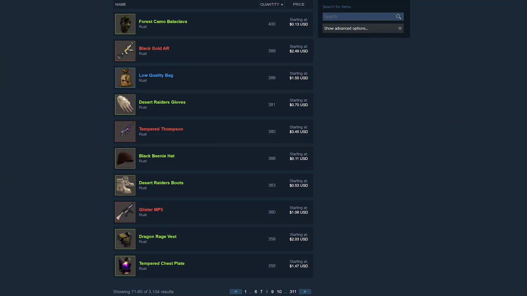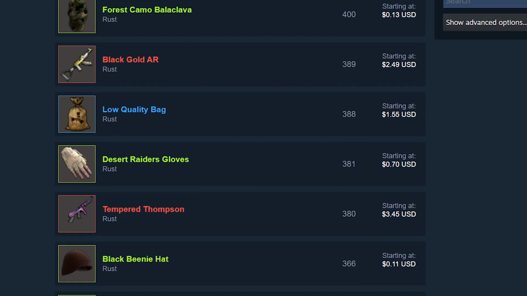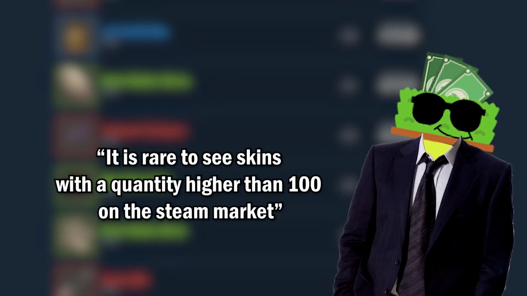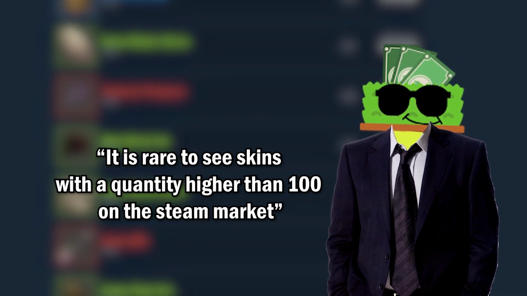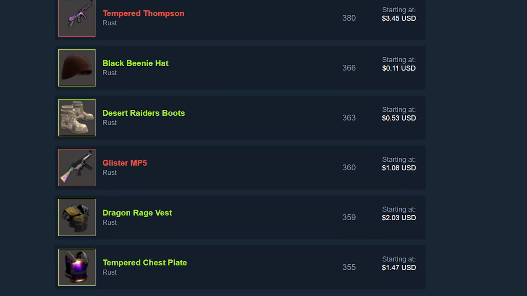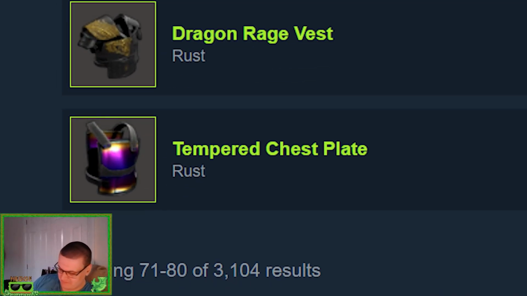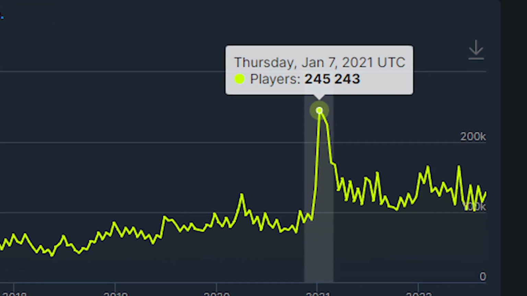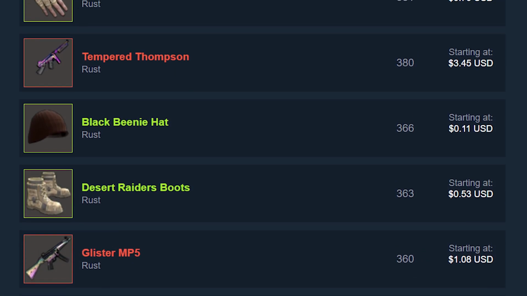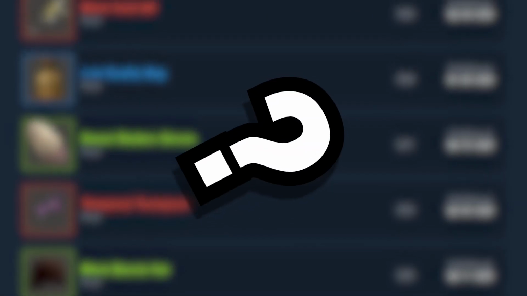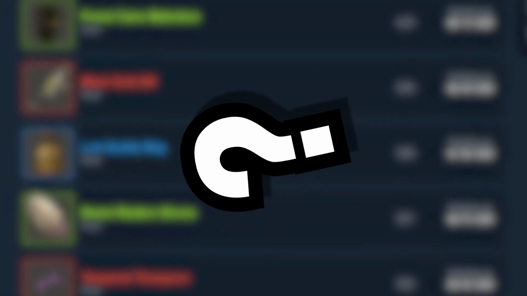Now compare that to Rust. Something I've noticed over the years is that item quantities on the Steam market do affect the price of the item. I used to say it was rare to see skins with a quantity higher than 100 on the Steam market. This would definitely be around the time when Dr. Porter wrote his analysis. Oh god, those chest plates were a bad investment. But we've had an influx of more frequent investors in recent times, which can be assumed is because Rust has gotten more popular. In recent times, it's now a regular sight to see skin quantities on the Steam market having over 100 quantity. So what exactly inspired so many more people to invest into the Rust economy?